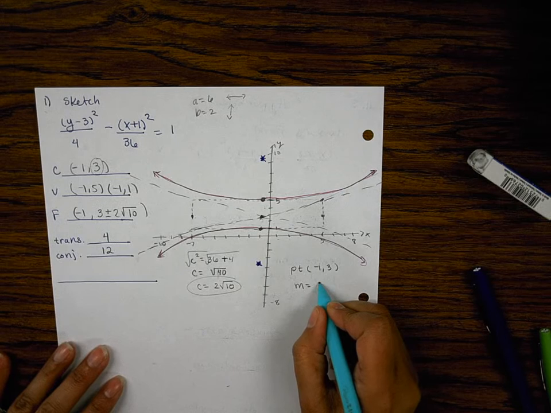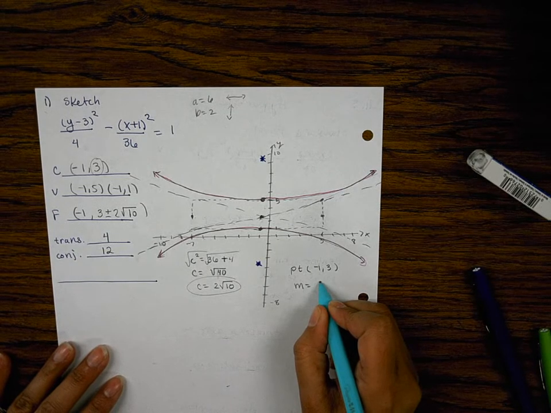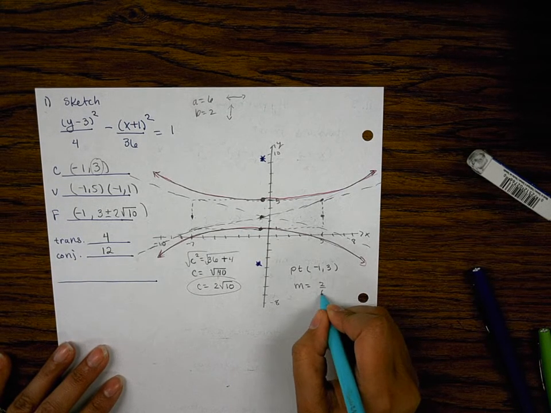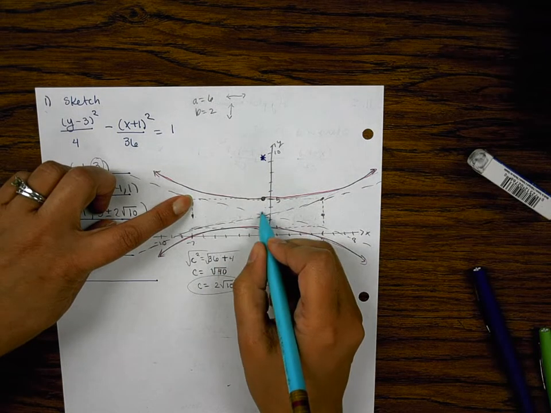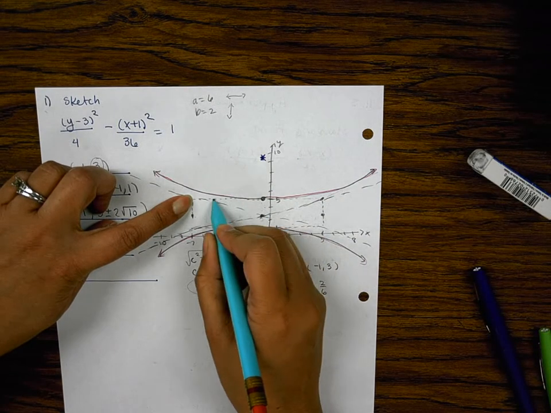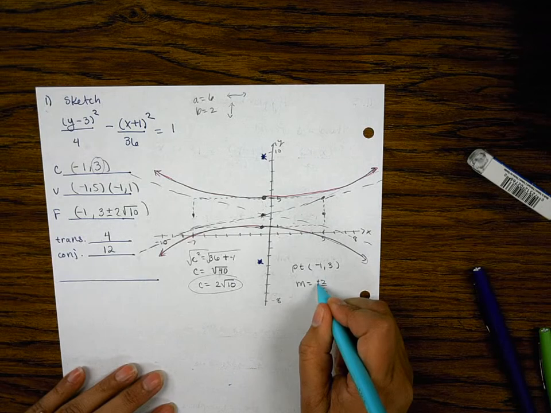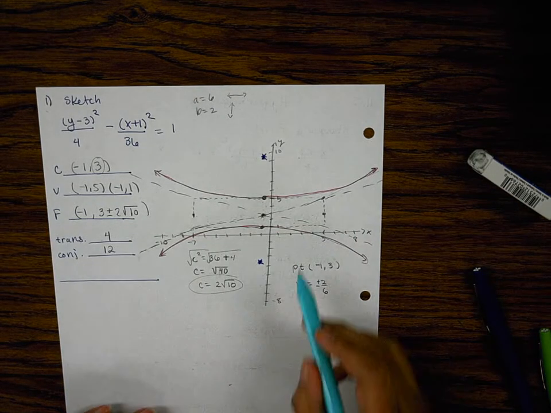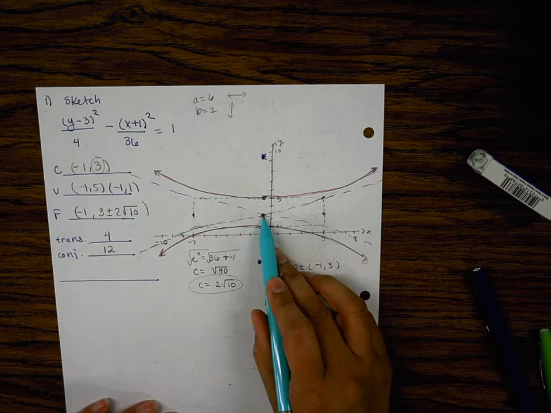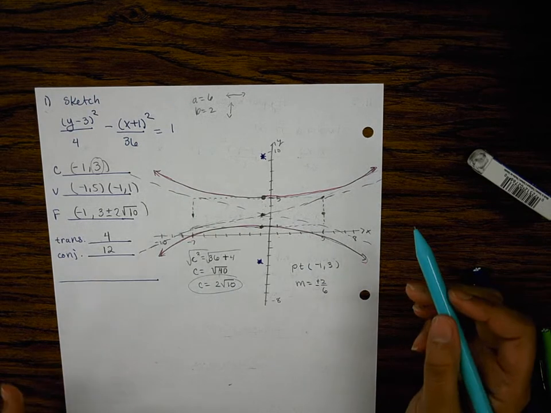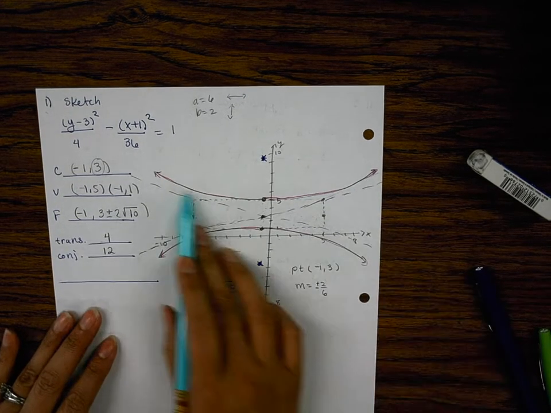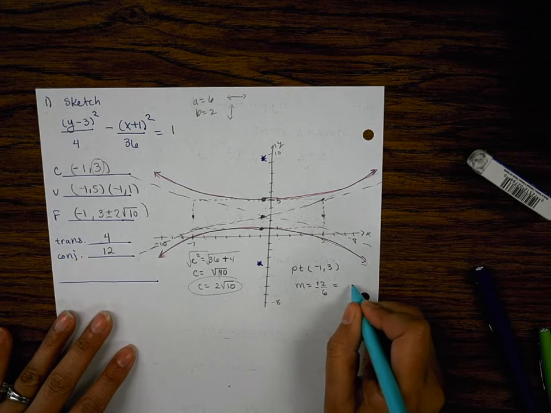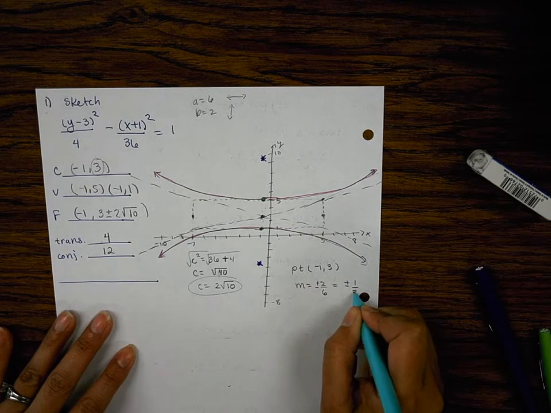I will reduce it in just a little bit. Up 2 over 6. And to this corner, because there's another asymptote, I still go up 2 but left 6. So I'm going to put slope as plus or minus 2/6. Up to right 6, up to left 6. They have the same slope, just one's positive and one's negative. Positive slope, negative slope. Plus or minus 1 over 3.